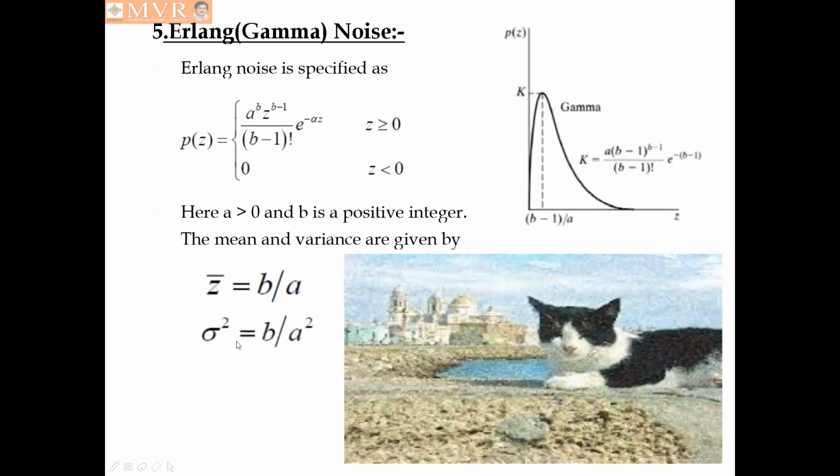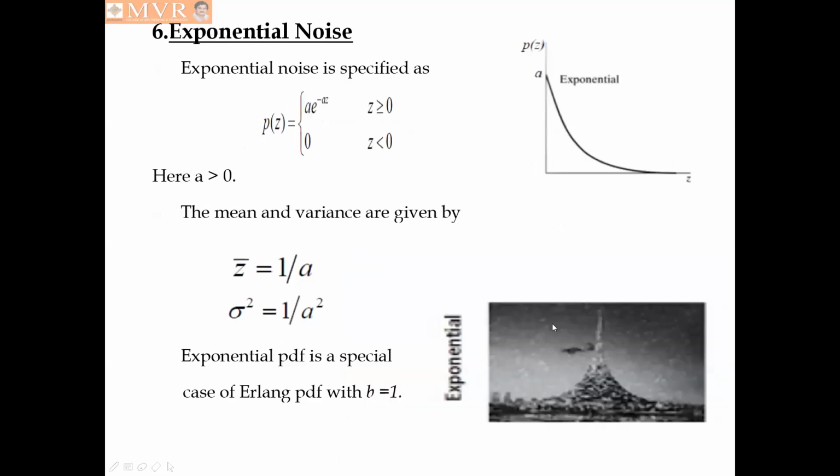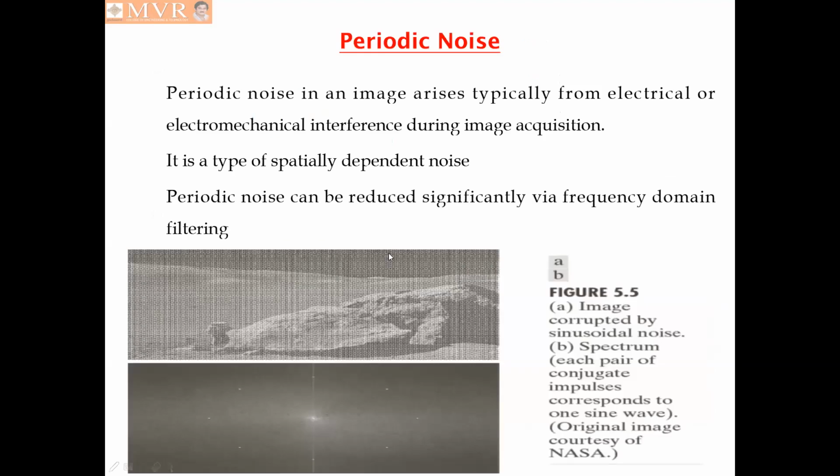And we have exponential noise. Here you can see the noise which is present in this image is called exponential noise, and this is the exponential curve of the noise probability. Exponential noise is specified as P(z) equal to a into e to the power minus az. Here also we can define the mean value as well as the variance. The exponential probability density function is a special case of the Erlang PDF with b equal to 1.